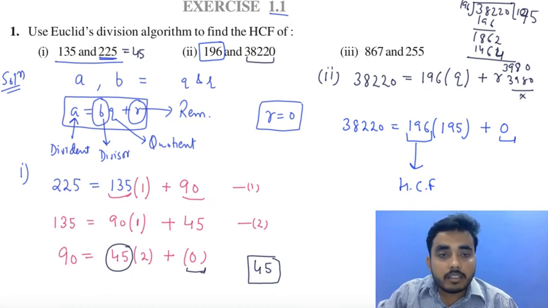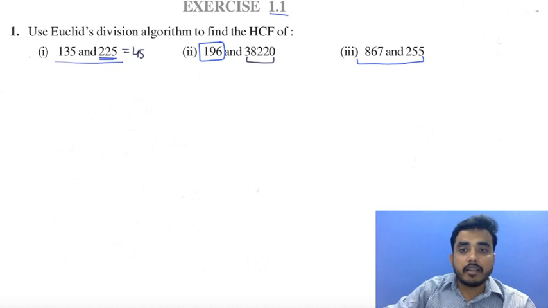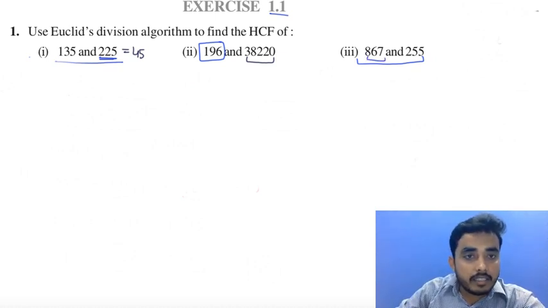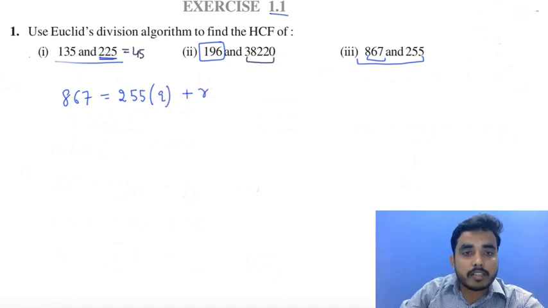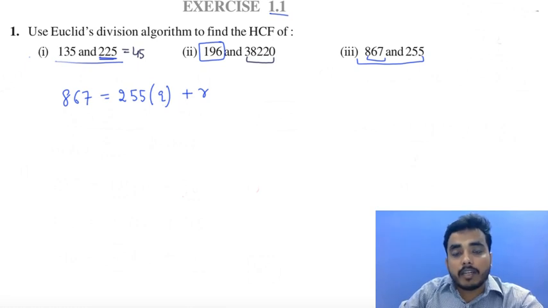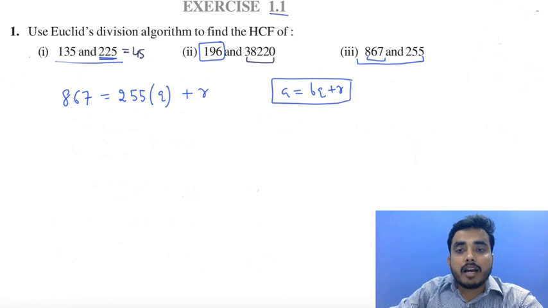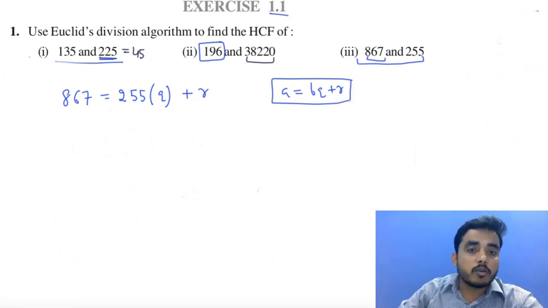Now quickly erase the sum part to write down question number 3. So here is part 3. The greater number, 867, will act as dividend, 255 will act as divisor, and we are expressing this as Euclid's division algorithm. For every two integers a and b, where a is 867 and b is 255, there exist q and r integers such that a is equal to bq plus r. Till the time r is not equal to 0, we need to repeat this process, and when r becomes 0, the divisor will be the HCF. Okay, now let's solve this.